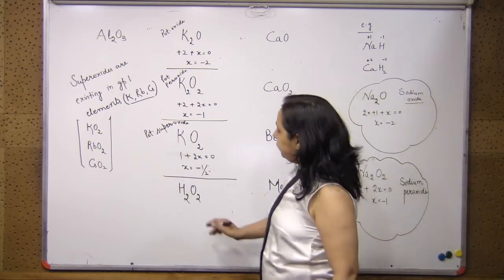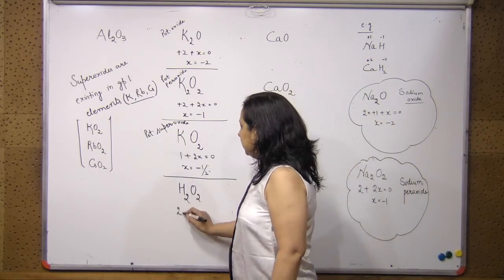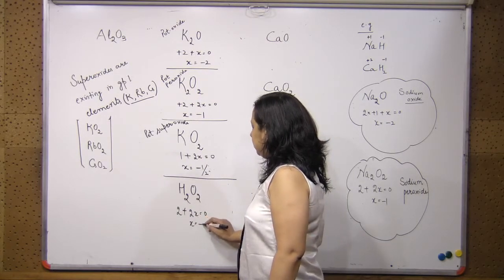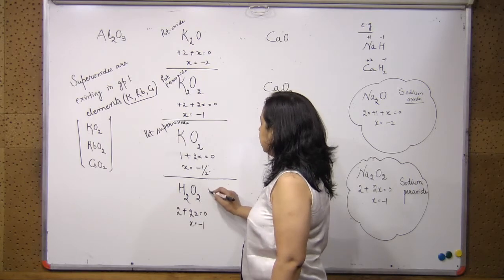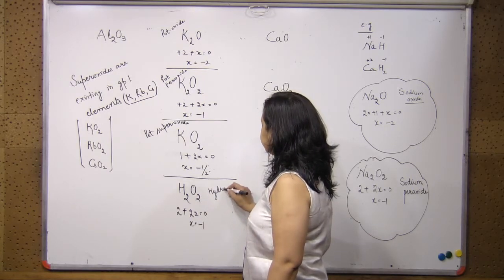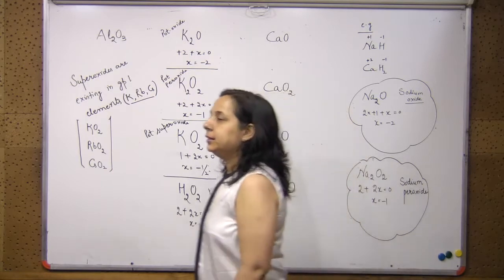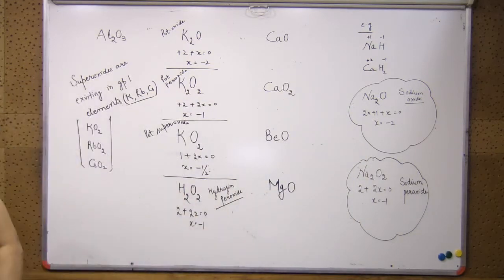Now, calculate for this oxygen. 2 plus 2x is equal to 0. X comes out to be minus 1. It is hydrogen peroxide. Right? Now calculate the oxidation state of oxygen in the 5 compounds left with us. Calculate the oxidation number of oxygen in these 5 compounds.